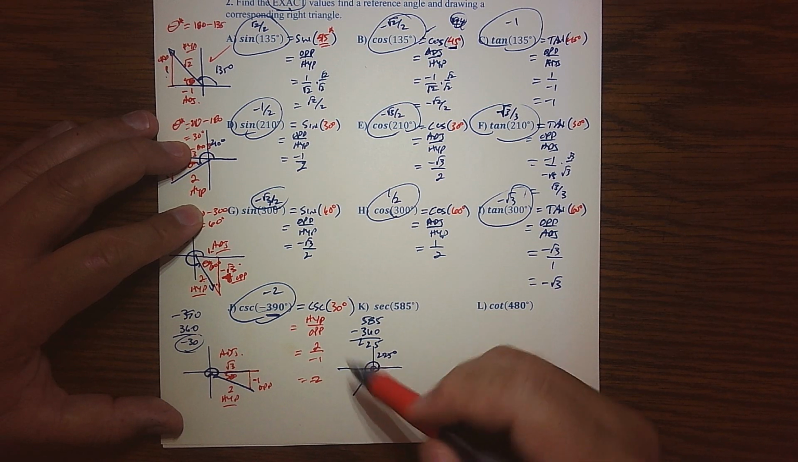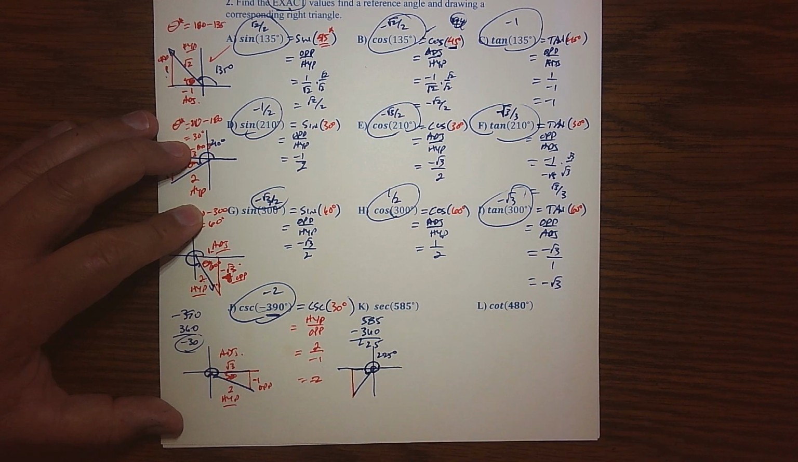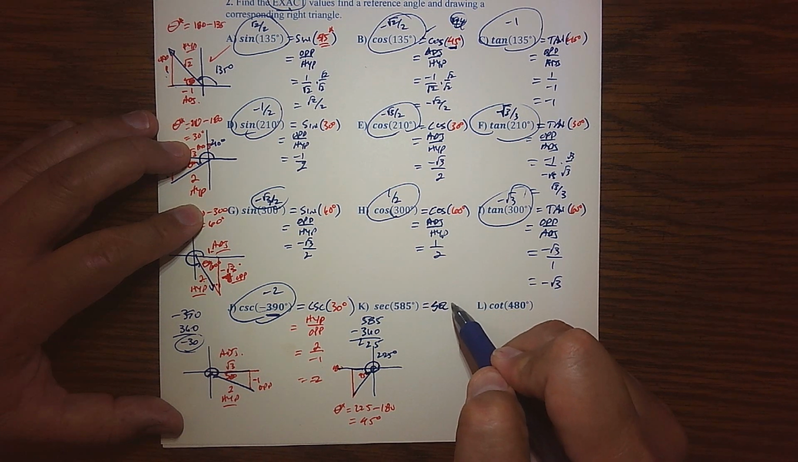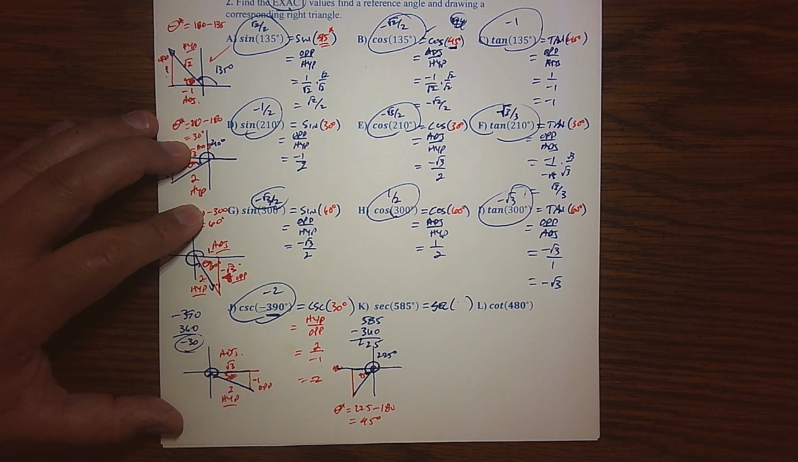So here, our theta star, a representative right triangle, we've got to figure out what is that guy. If we rotated 225, this is already 180, so I get 45 degrees. Or you just use the formula: theta star would be my angle 225 minus 180. There's your 45. So we have a 45 degree reference. So the secant of 585 would be the same as the secant of 45 degrees with this picture behind it.